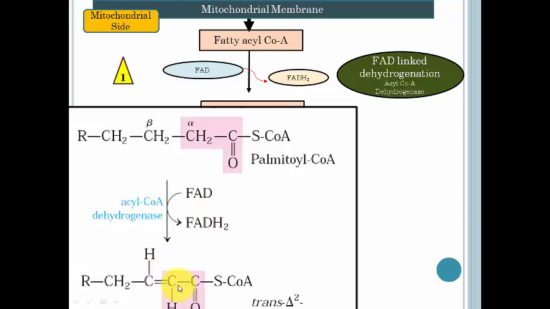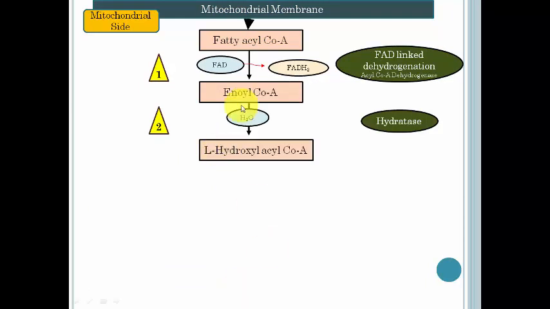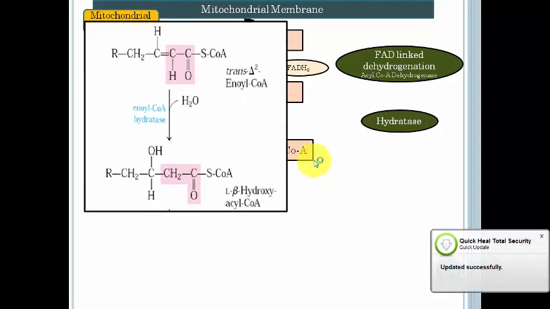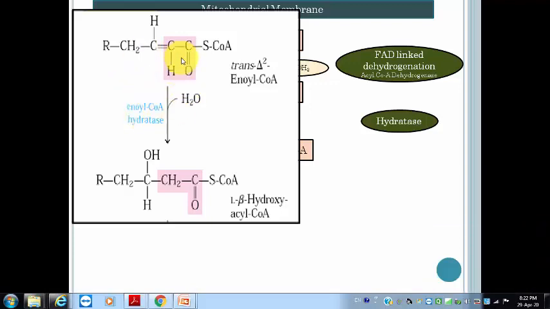The next step in beta oxidation is hydratase. By the addition of H2O, this enoyl CoA will be converted to hydroxyacyl CoA. When we talk about palmitic acid, this enoyl CoA with the help of hydratase will be converted to hydroxyacyl CoA. So in this reaction, there is a breakdown of the double bond between the alpha and beta carbon with the help of water.